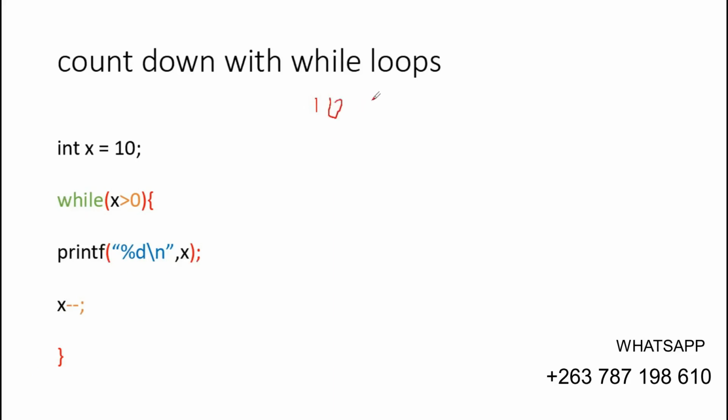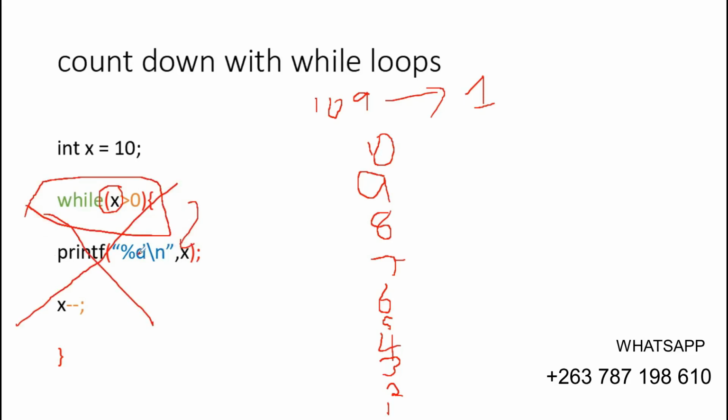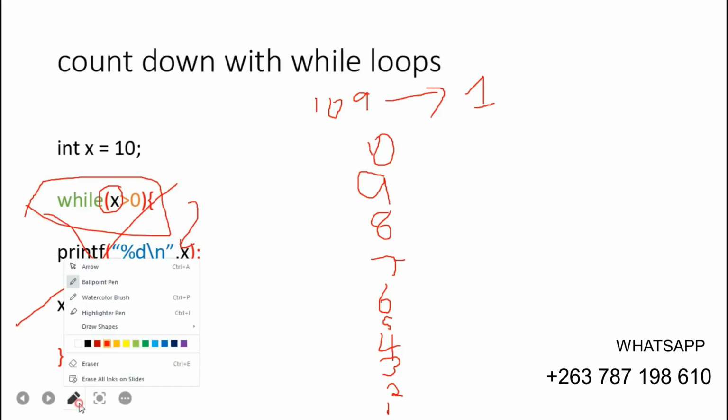It's like 10, 9, and it will print up to 1, each in a new line like this: 10, 9, 8, 7, 6, 5, 4, 3, 2, 1. And why is 0 not printed? Because 0 is not greater than 0. So when the value of x is 0, this loop is destroyed. That means it is not allowed to enter in order to print that 0.